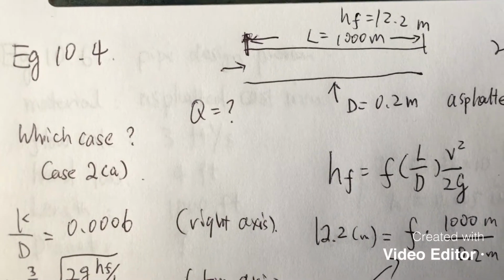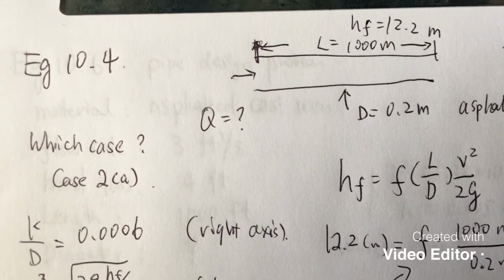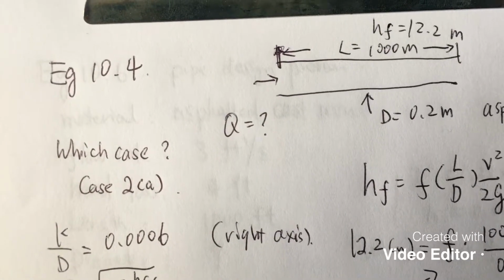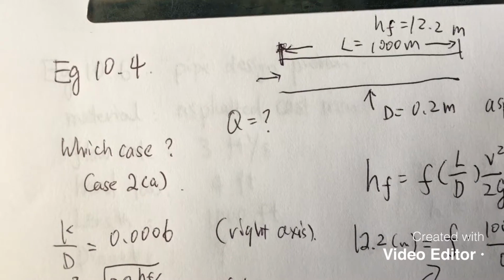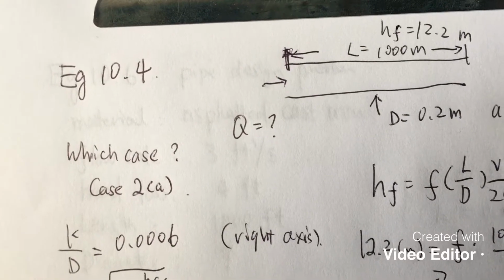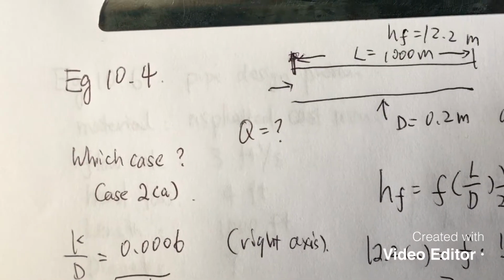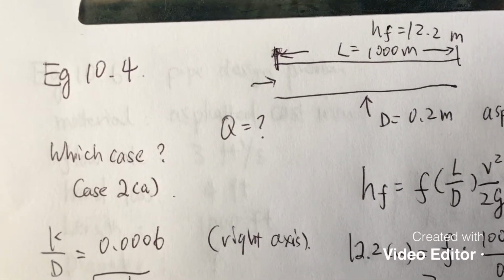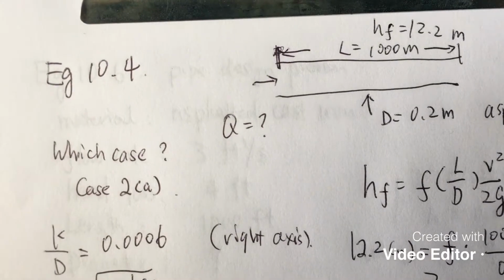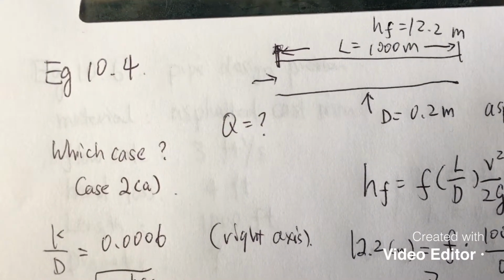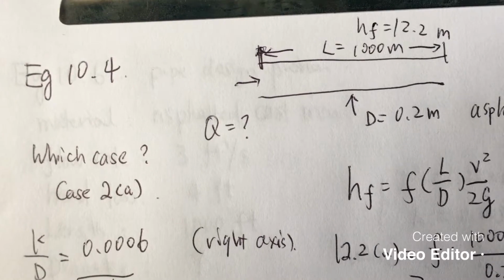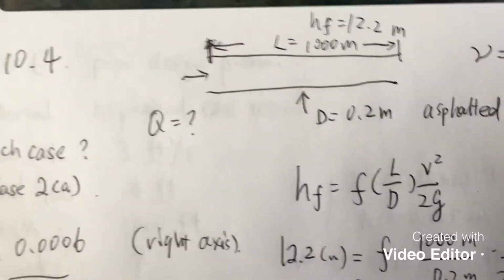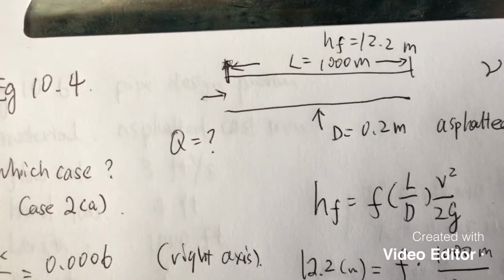So we are asked to calculate the flow rate, so it must be case 2. But case 2 has 2 subcases, A and B, depending on whether we have HF, the friction head loss, or not. For this problem, we have the HF, 12.2 meter. So it belongs to case 2A. Let me show you how to solve a problem for case 2A, all right?